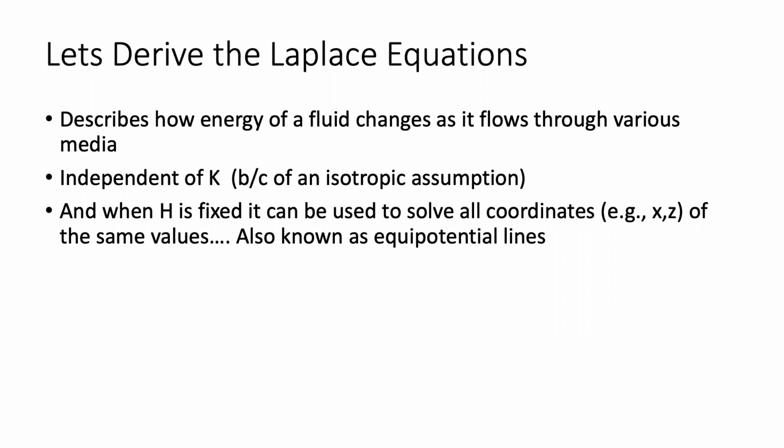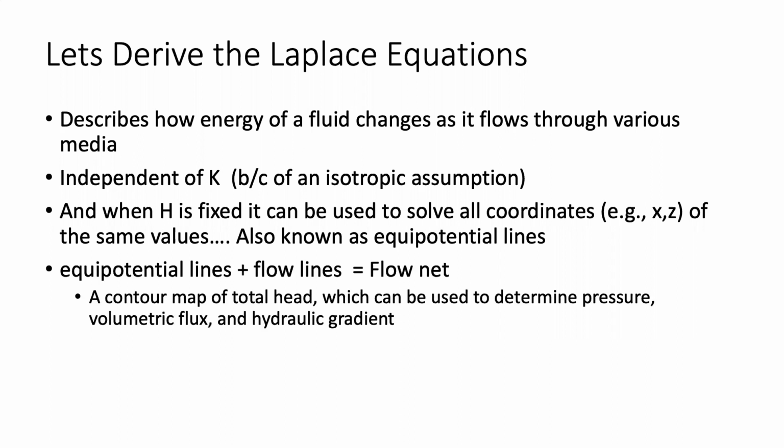So we've in class drawn contour lines, right? We call those contour lines when we're talking about water level, we call them equipotential lines. And so we can begin to solve that in these systems. Now, equipotential lines plus flow lines actually create what is a flow net. This is a contour map of the total head, which can then be used to determine the pressure, the volumetric flux, and the hydraulic gradient at any given point in that space.